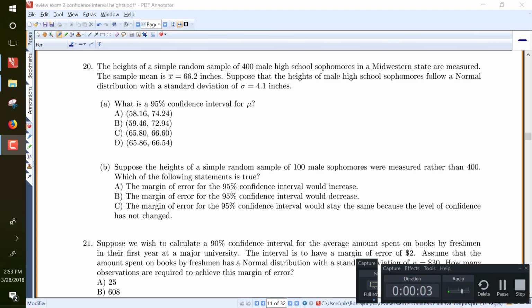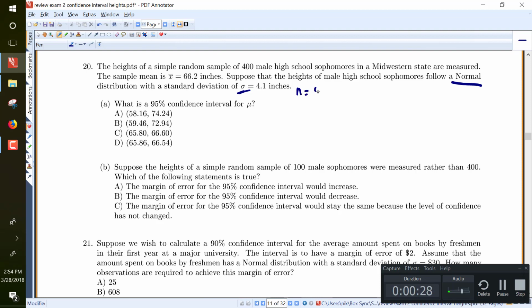Okay, in this problem, we're looking at the heights of a simple random sample of 400 students. The sample mean is 66.2. Suppose the heights follow a normal distribution, which is important because then we know our conditions would be met. And we have a standard deviation of 4.1. Notice this is the population standard deviation, so we're going to want to use a z confidence interval.